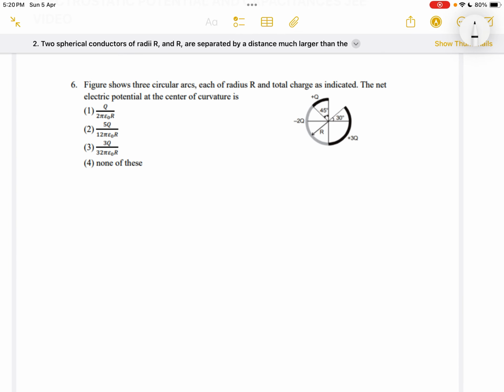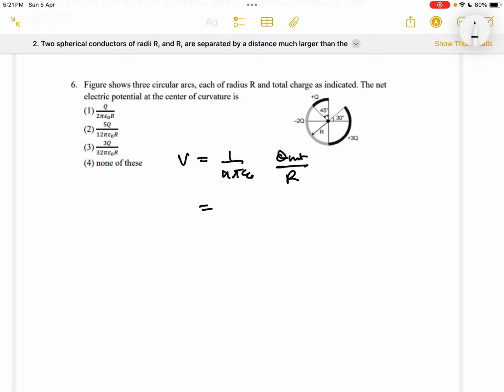Question number 6 here. The figure shows 3 circular arcs, each of radius r and total charge as indicated. The net electrostatic potential at the center of curvature is, we are supposed to find the potential at the center of the curvature. If that is the case, we know that the potential at the center is given by 1 by 4 pi epsilon naught total charge divided by the radius. That's the expression for potential at the center of a ring.